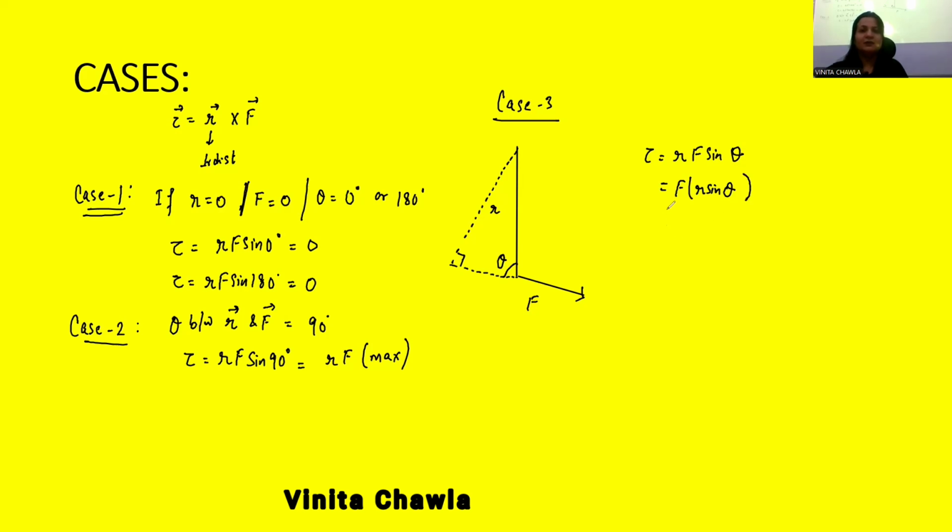So R sine theta is, let this be O, and this length is P1. So what is R sine theta here? P1. F into P1.